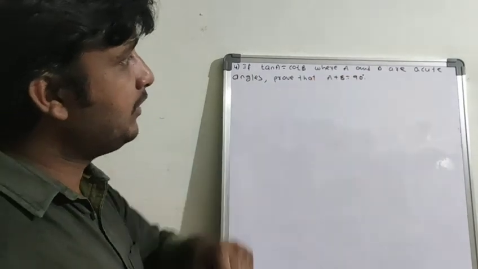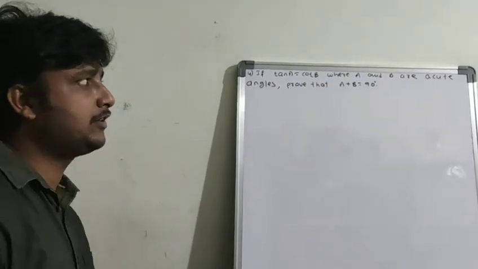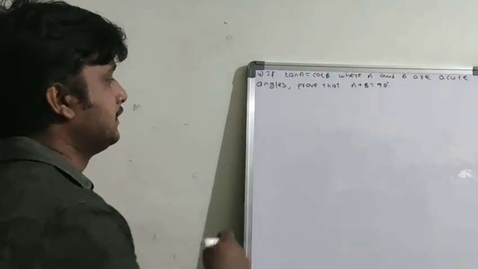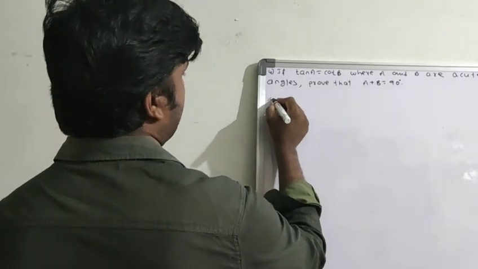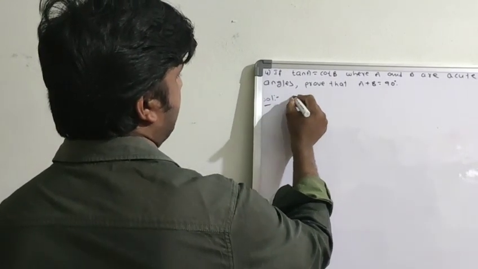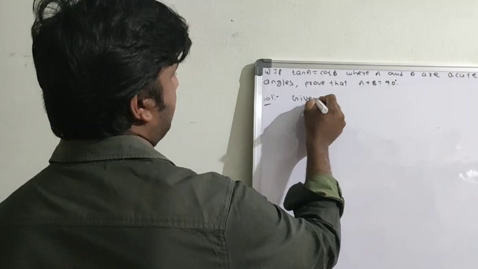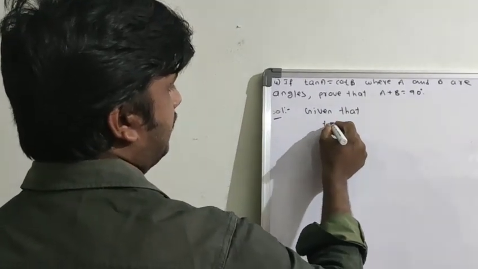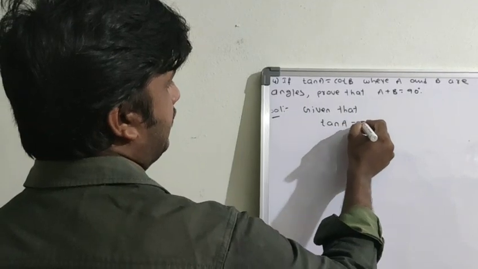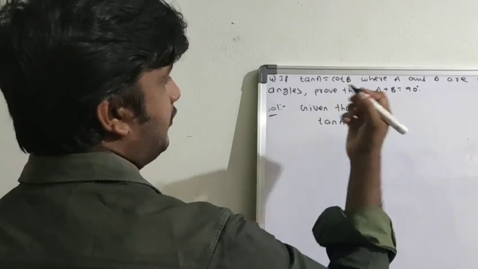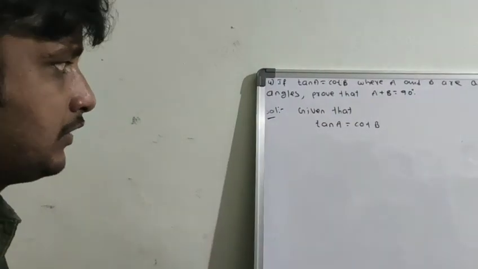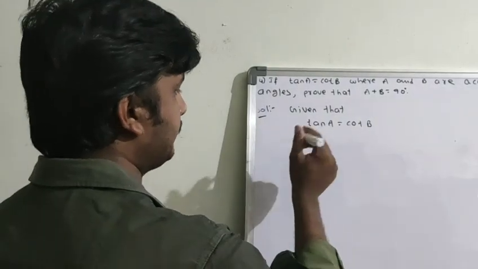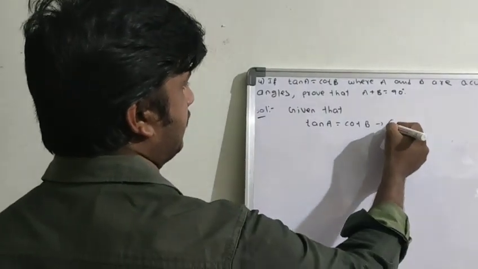If tan A equals cot B, where A and B are acute angles, prove that A plus B equals 90 degrees. So, solution. Given that tan A is equal to cot B. This is equation 1.